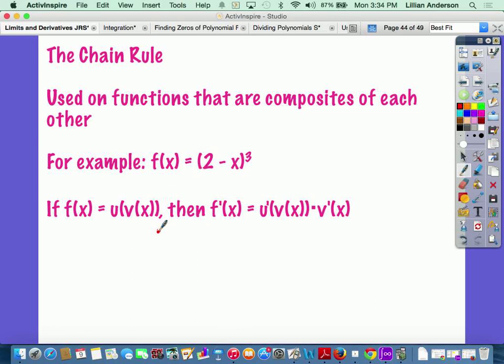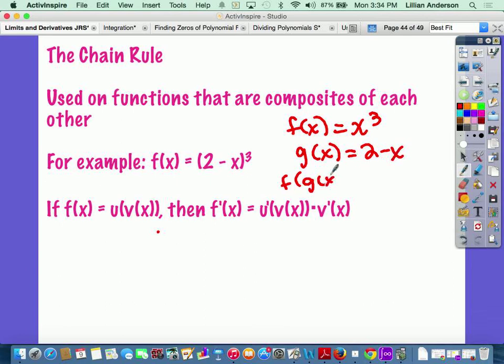So chain rule is the last of the rules in finding derivatives. They're used on functions that are basically composites of each other. For example, if you look at f of x equals (2 minus x) cubed, that's actually a composite where one function is x cubed and the other function is 2 minus x. Do you see how the composite of f of g of x is created to get this function right here?